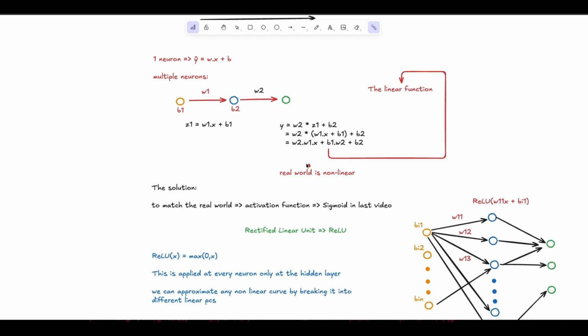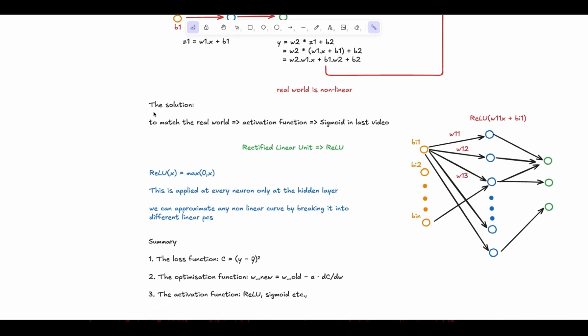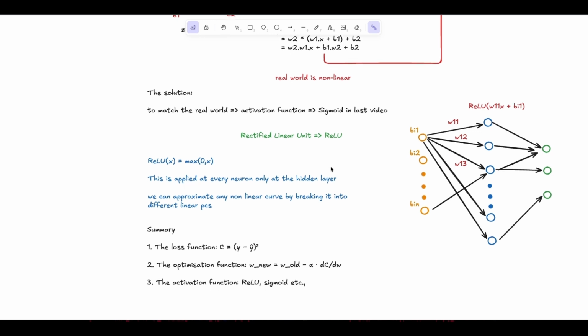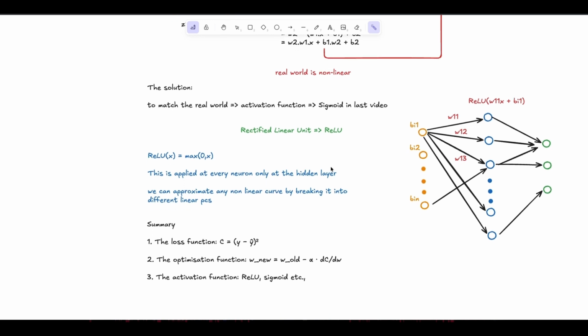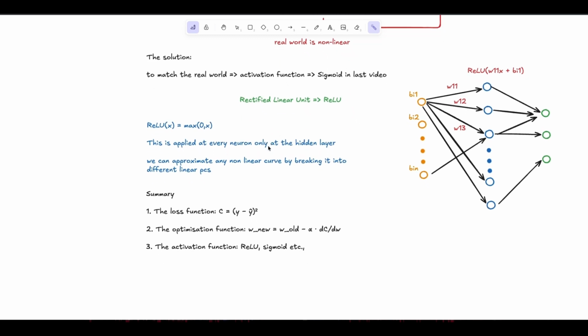But most real-world patterns are not linear. Prices, images, language, none of these are linear. So how do we fix this? We introduce something called an activation function. We talked about the sigmoid function in a previous video. Sigmoid introduces non-linearity, and it's great for outputs like probabilities. But for hidden layers in deep learning, the most popular default choice today is something called ReLU, which stands for Rectified Linear Unit, and it's beautifully simple.